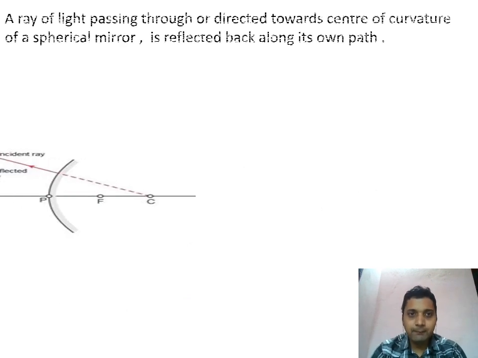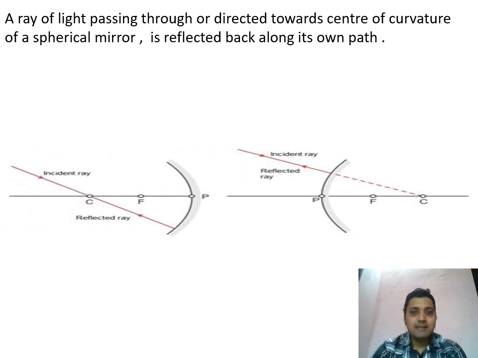Whenever a ray of light passes through or is directed towards the center of curvature, it always reflects back along its own path but in the opposite direction. In which way it comes, the same way it will return. So that is called the path of reversibility.